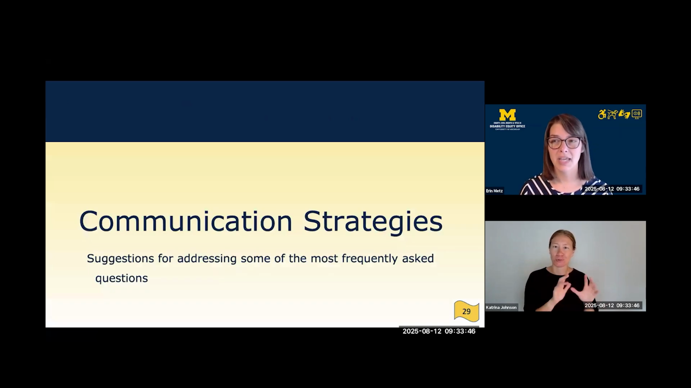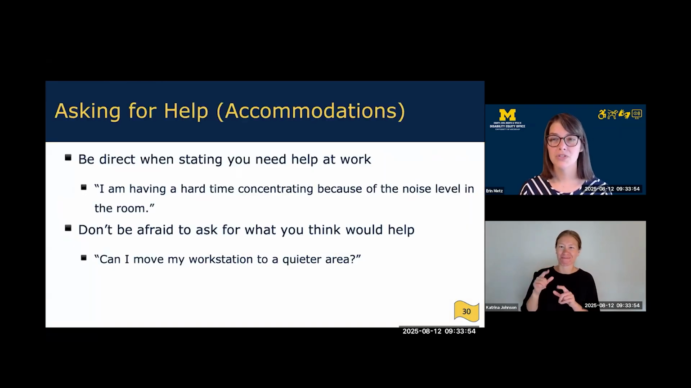Now let's move on to some communication strategies and some suggestions for addressing some of the most frequently asked questions that we receive in our office. We'll start with some strategies for increasing effective communication, particularly when it comes to requesting assistance or accommodations in the workplace. It's important to be direct and clear when communicating your need for support.